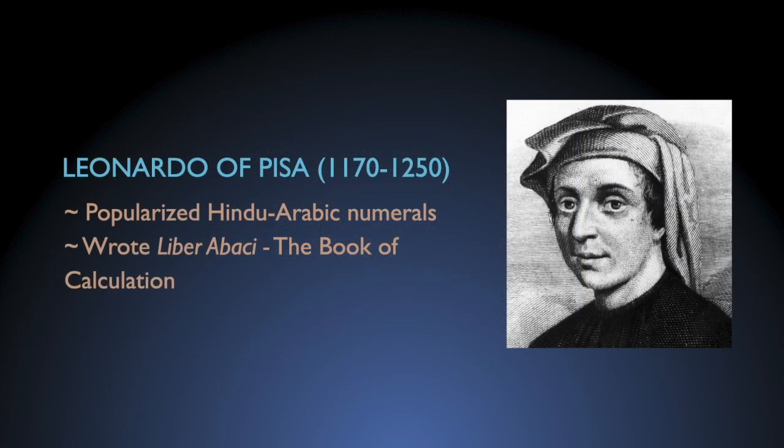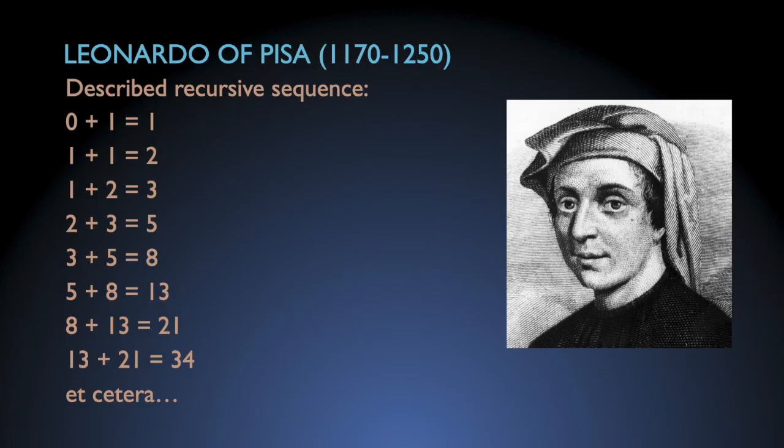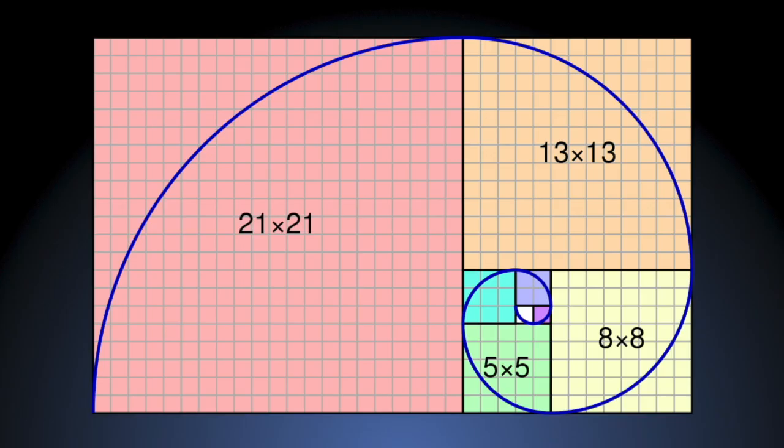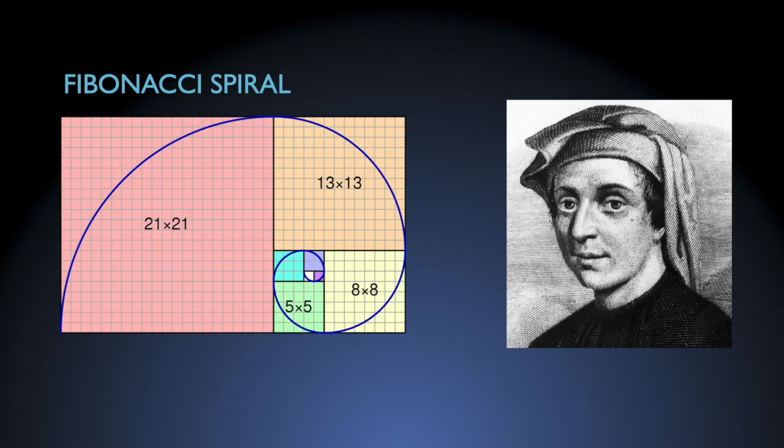This is Leonardo of Pisa. Now, he lived a few centuries before Galileo, and he's known for popularizing Hindu-Arabic numerals and writing the Liber Abaci, the Book of Calculation. But what Leonardo was most famous for was this simple recursive formula, where each number is calculated by adding together the two previous numbers. And when represented on a graph, we get this distinct spiral shape. And as I'm sure you've already guessed, Leonardo of Pisa was also known as Fibonacci.